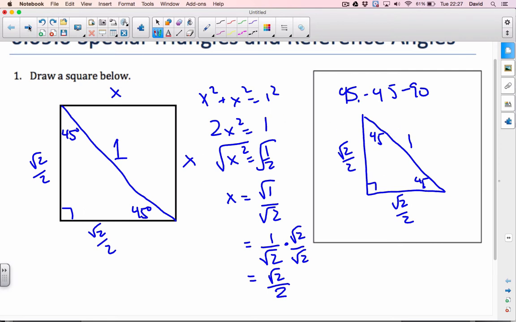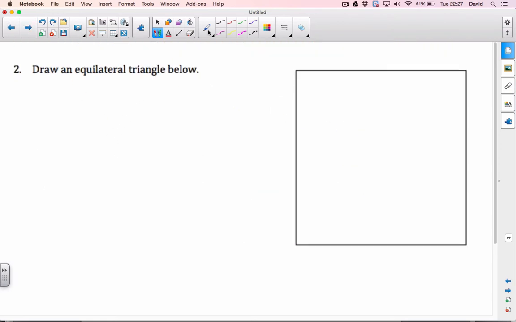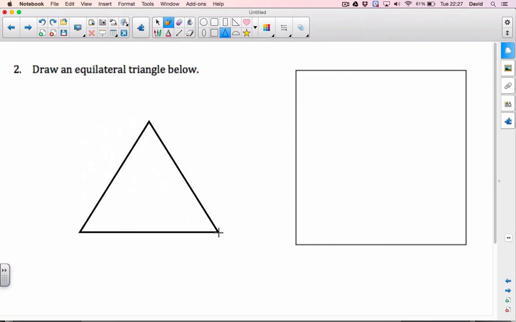There's one more triangle. Let's take a look at this triangle here. We're going to draw an equilateral triangle. We'll do it here. And that is about equilateral. And when I draw my equilateral triangle, I'm going to have every side be of a length 1. And I know that this is 60 degrees, 60 degrees, and 60 degrees. And then what I'm going to do is I'm going to come along and draw on here an altitude.